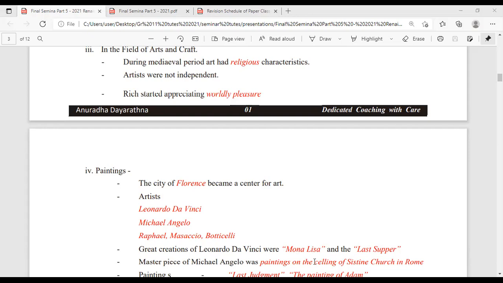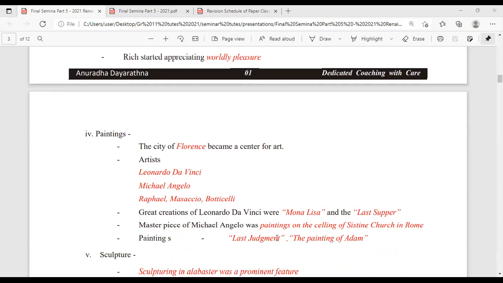So what are the masterpieces of Michelangelo? Paintings on the ceiling of the Sistine Chapel in Rome, I have shown you. So the Last Judgment, the painting of Adam, and the sculpture of Adam is also from him.